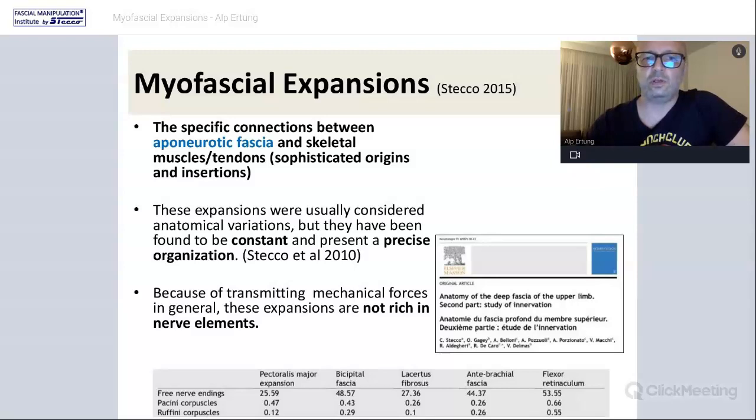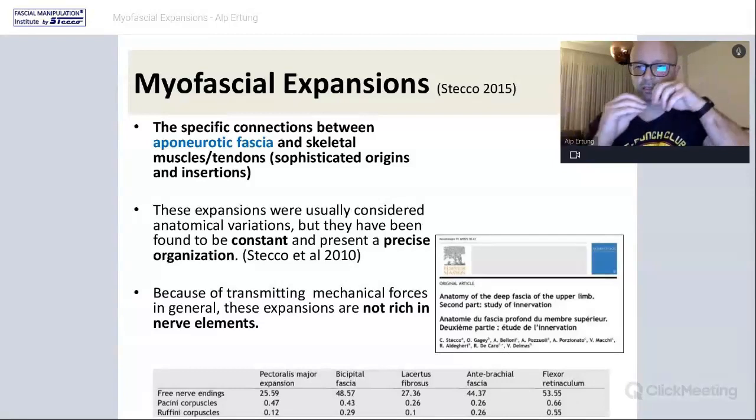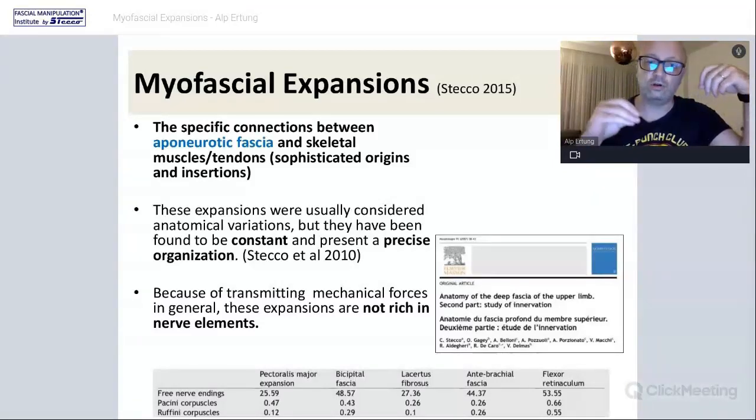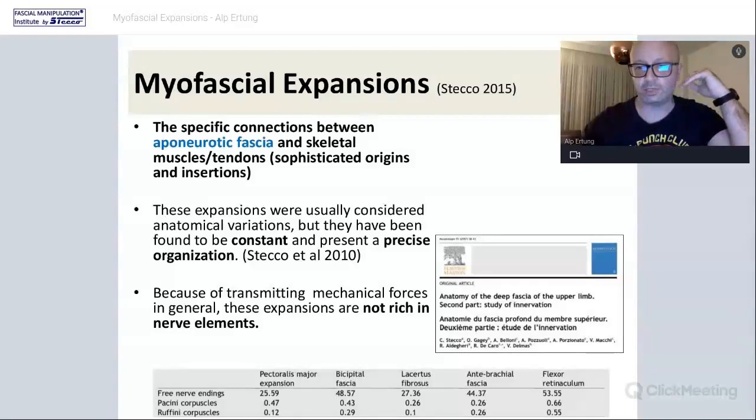So these expansions were usually considered anatomical variations at the beginning in the anatomical studies, but they have been found to be constant and present a precise organization, thanks to the studies of the Stecco family. Another feature of these expansions is that they transmit mechanical forces in general. Because of that, these expansions are not rich in nerve elements, but they connect the structures which are rich in nerve elements by the help of the aponeurotic fascia.